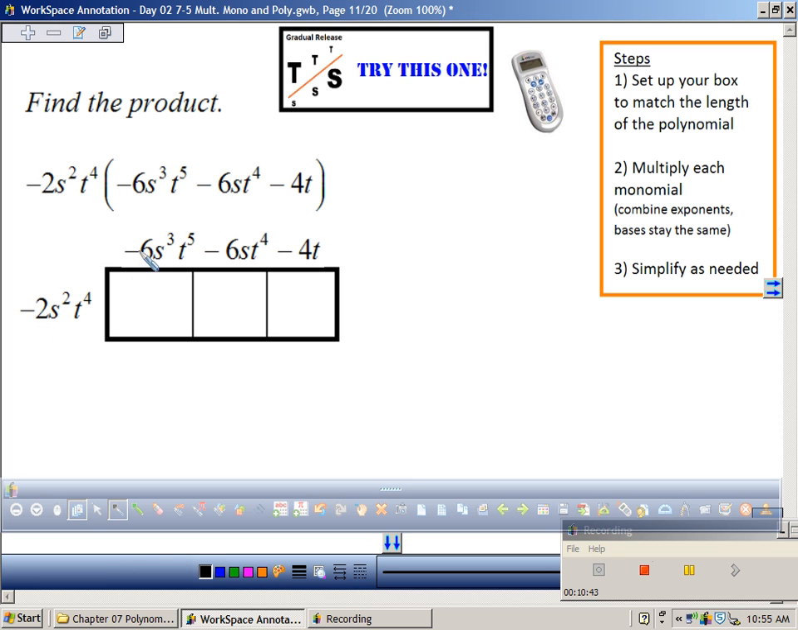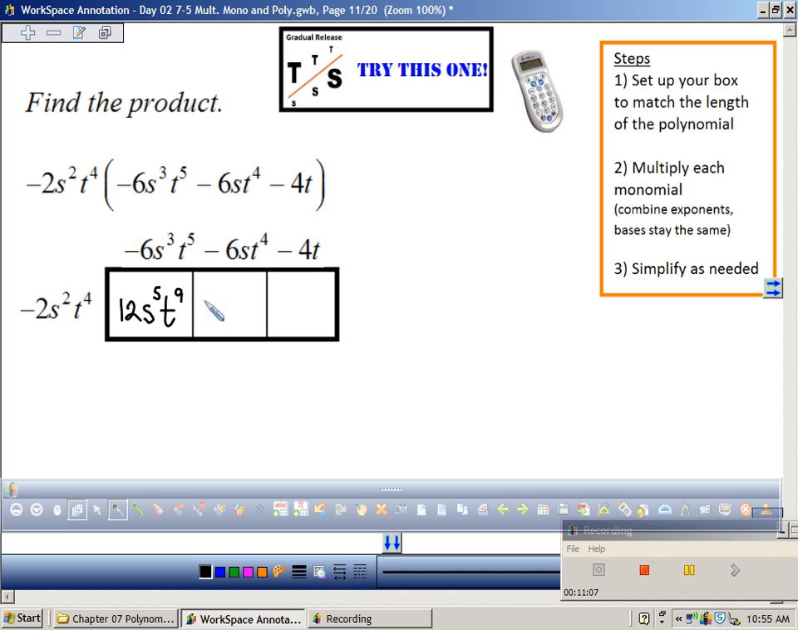Okay, so negative 2 times negative 6 is positive 12. S squared times S cubed is what, Levi? 4. S squared times S cubed. How many S's total do I have? They're being multiplied. 5. Good. And t to the 4th times t to the 5th is t to the 9th. Awesome.